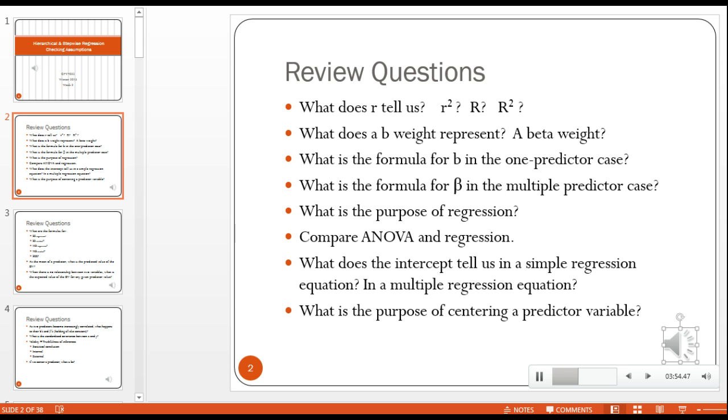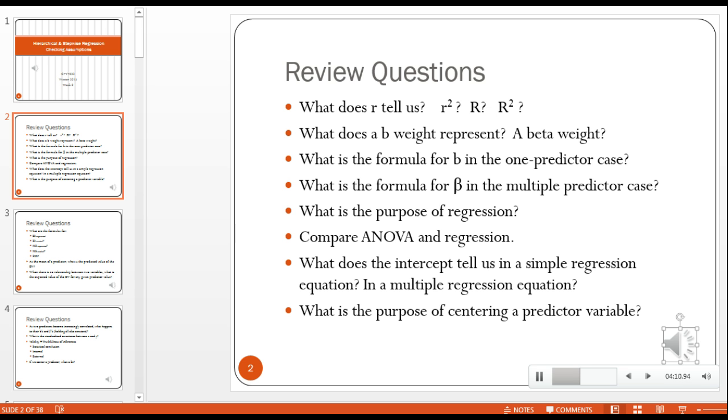So we're going to touch on this formula again in this lecture, and the goal is for us to understand what happens when that R12 increases. What happens to the whole formula? What happens to beta? What is the purpose of regression?